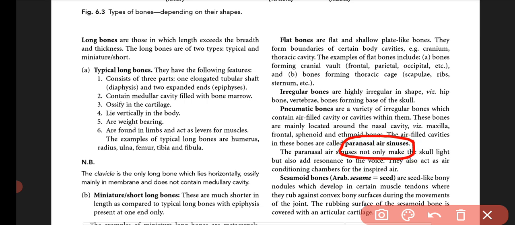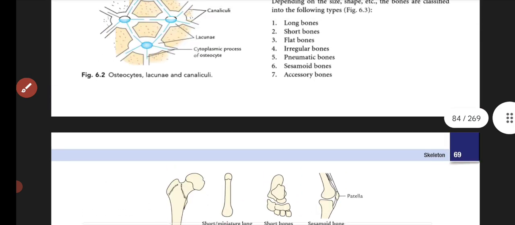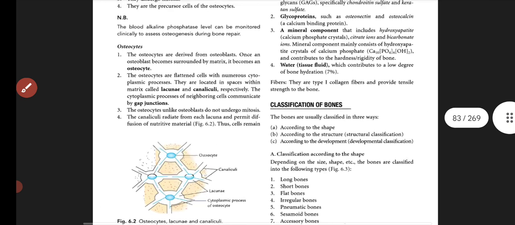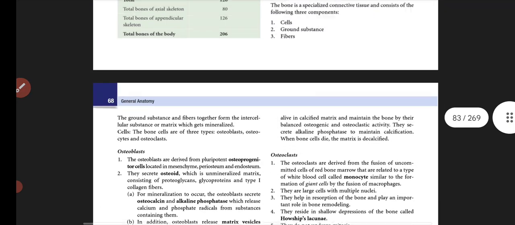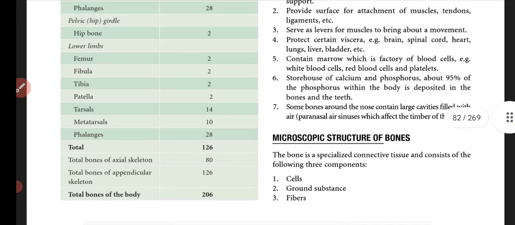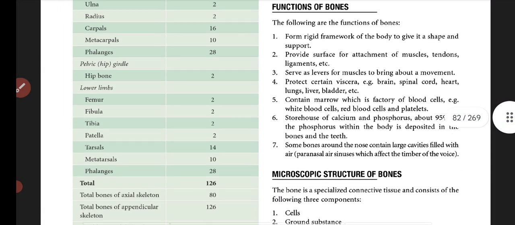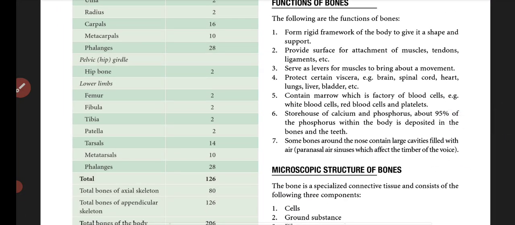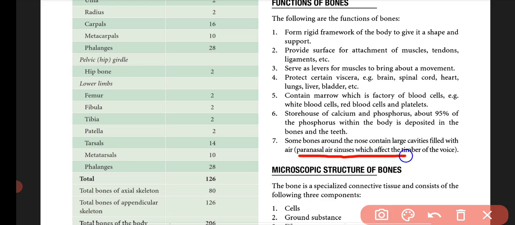What did you read about this? See, one of the functions of the bone: the bones around the nose contain large cavities within, which contain air, such as the pneumatic bone.